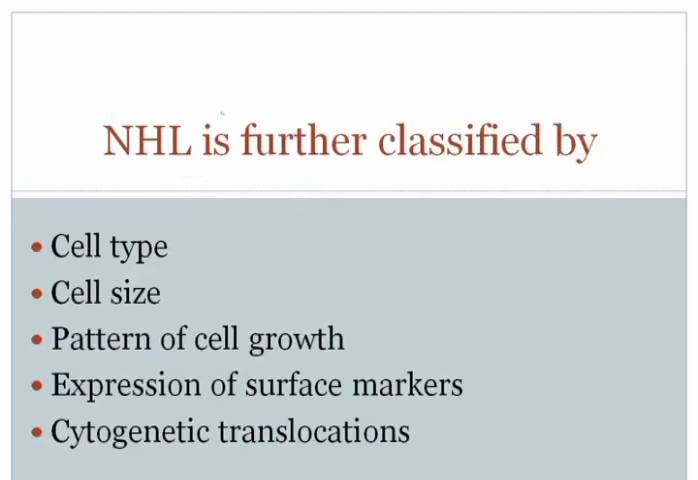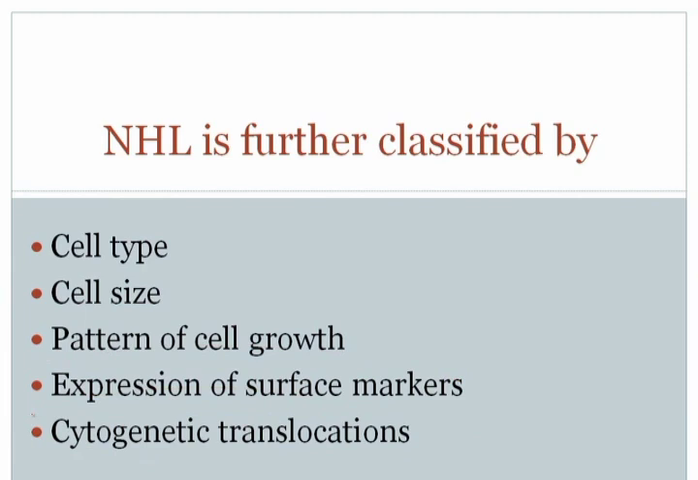When we think about the non-Hodgkin's lymphoma, we can classify them based on several parameters. These include cell type, for example, B cell versus T cell, cell size, for example, small cells or intermediate cells or large cells, pattern of growth, for example, do the cells grow in a diffuse sheet or do they form follicles, just as an example. Expression of surface markers, in particular, which would help us to determine whether the cells are B cells or T cells, and also cytogenetic translocations.